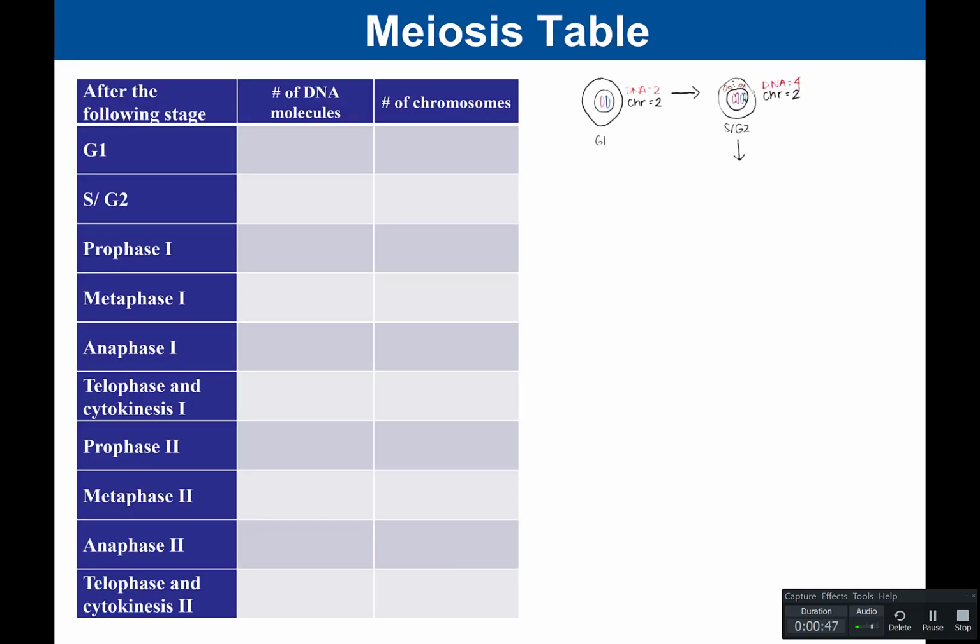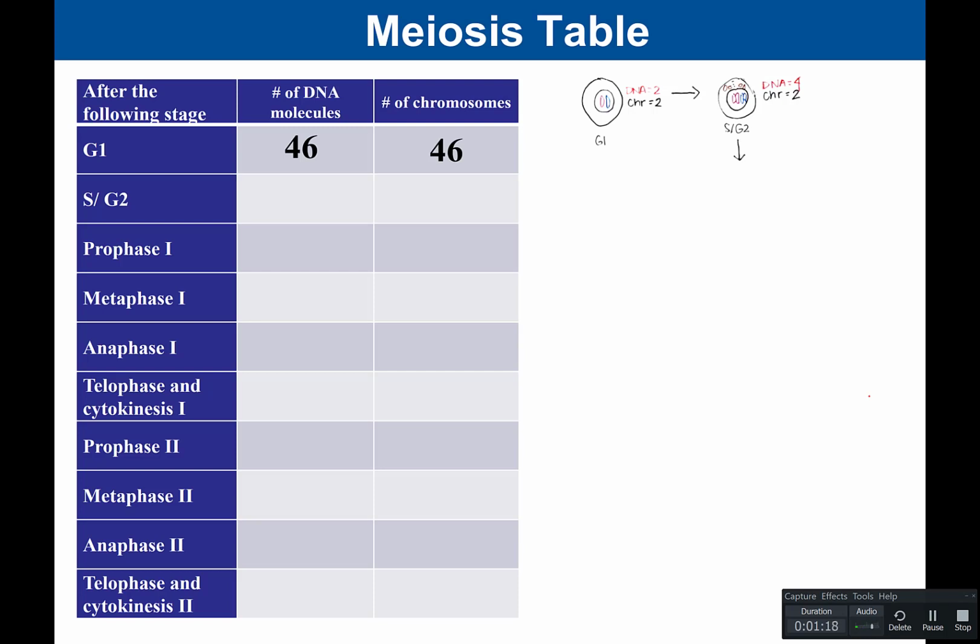So what you're looking at is we have our cell in G1. And in G1, remember that we're going to have our homologous pair. The one from mom is pink. The one from dad is blue. It's still in a nucleus. At this point, we have 2 DNA molecules and 2 chromosomes, right? Each chromosome is its own DNA molecule. So in humans in G1, we have 46 DNA molecules and we have 46 chromosomes.